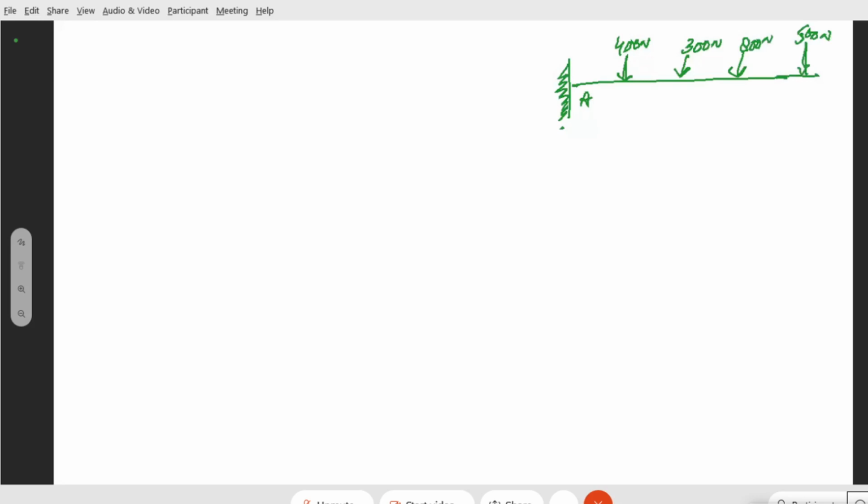And they are all equidistant, that is 0.5 meter each. 0.5, 0.5, 0.5. Okay, the total is 2 meter distance. Now I have to draw its shear force and bending moment diagram, right?